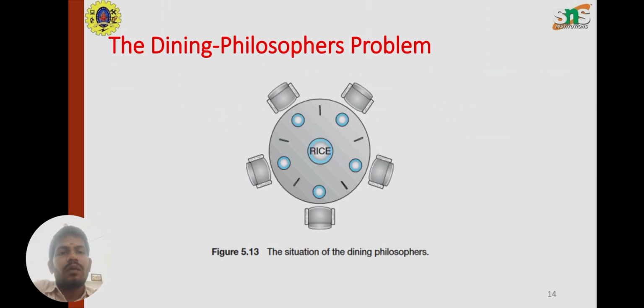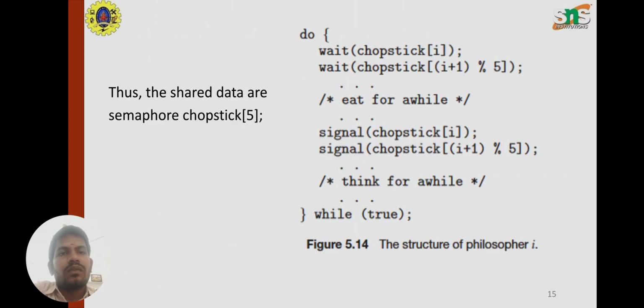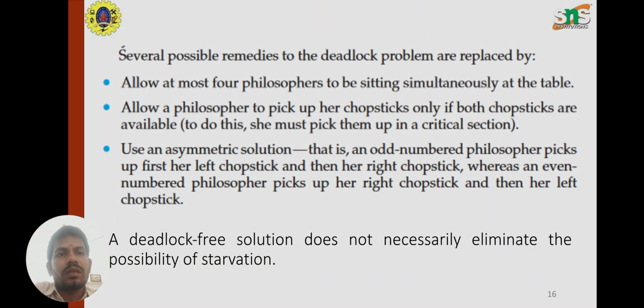This is the dining philosophers problem. The shared data is a semaphore array chopstick. Allow at most four philosophers to be sitting simultaneously at the table. Allow a philosopher to pick up chopsticks only if both chopsticks are available, and to do this she must pick them up in a critical section. Use an asymmetric solution: an odd-numbered philosopher picks up first her left chopstick and then her right chopstick, whereas an even-numbered philosopher picks up her right chopstick and then her left chopstick. A deadlock-free solution does not necessarily eliminate the possibility of starvation.